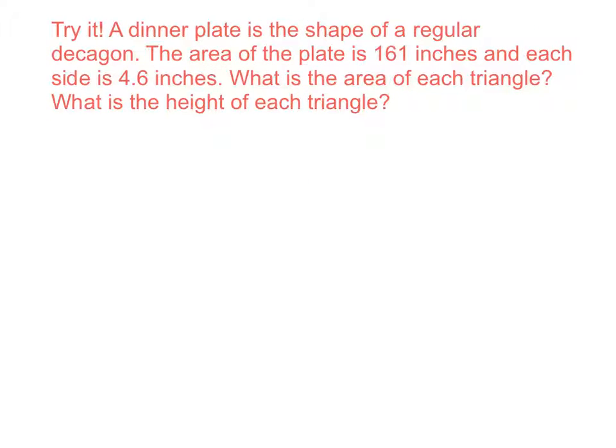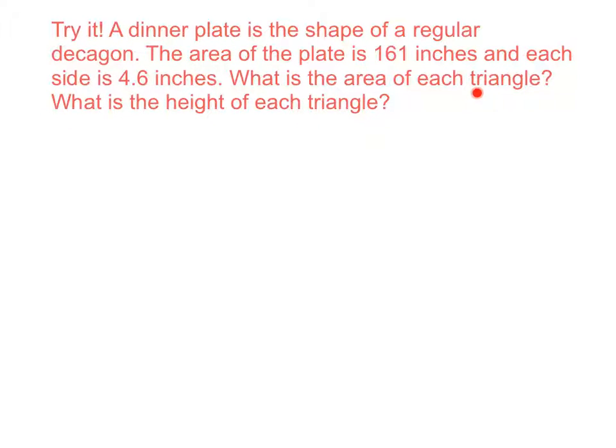Let's go to the next problem here. This one's hard, guys, but I want you to try it. A dinner plate is the shape of a regular decagon. Now, this problem is on your homework, so make sure you copy this onto your homework. A decagon is a 10-sided shape. The area of the plate is 161 inches, and each of the sides is 4.6 inches. What is the area of each triangle, and what is the height of each triangle?